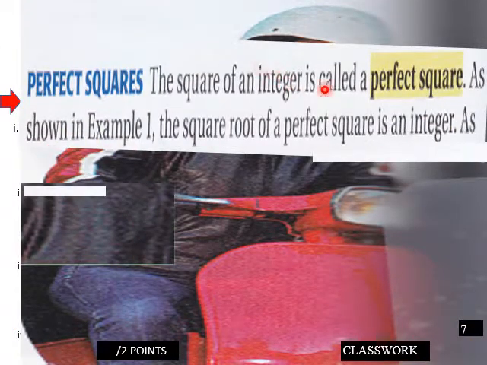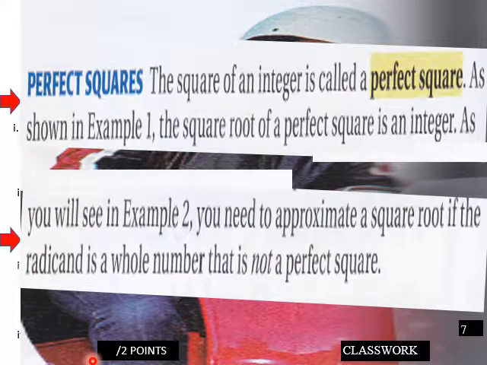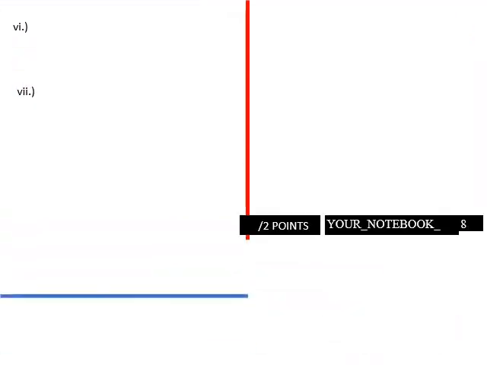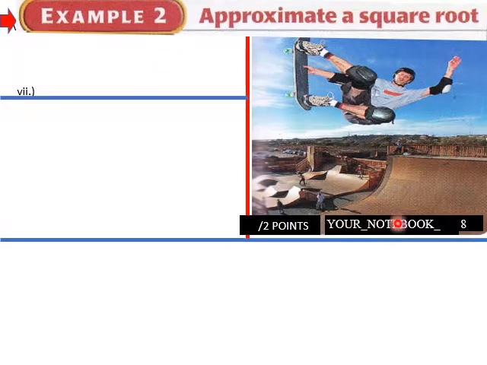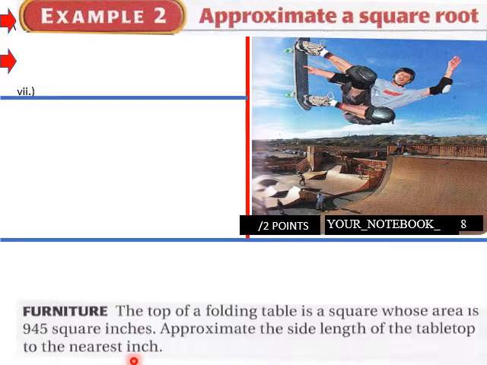Classwork, perfect squares. The square of an integer is called a perfect square. As shown in example 1, the square root of a perfect square is an integer, as you will see in example 2. You need to approximate a square root if the radicand is a whole number that is not a perfect square. Classwork, page 7. Another notebook page here, page 8, approximate a square root.